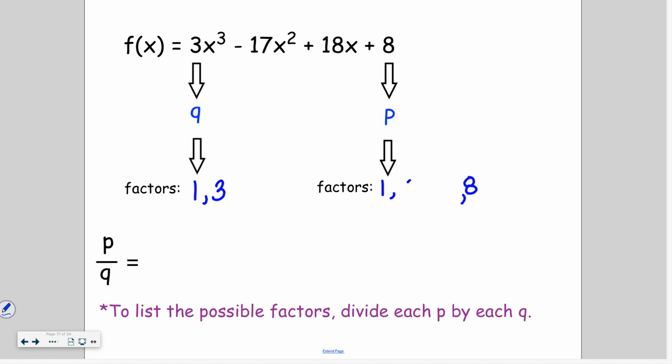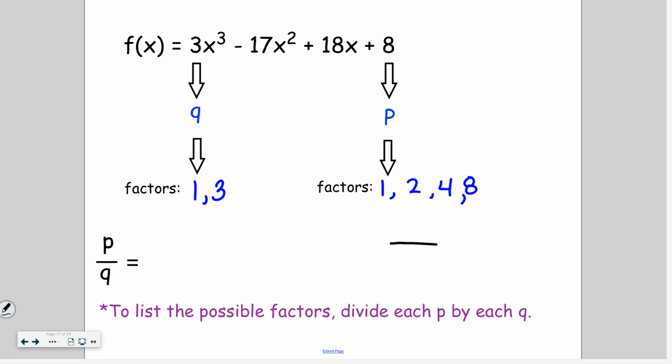And then, of course, 2 and 4. So you have to be good with your multiplication. All right? Now, the next thing that we're going to do, to be able to do P over Q and note, to be able to list all your possible factors, not all of these are going to work, but this is how you're going to have to find what to use for your synthetic division. All of your P's have to go over all of your Q's.